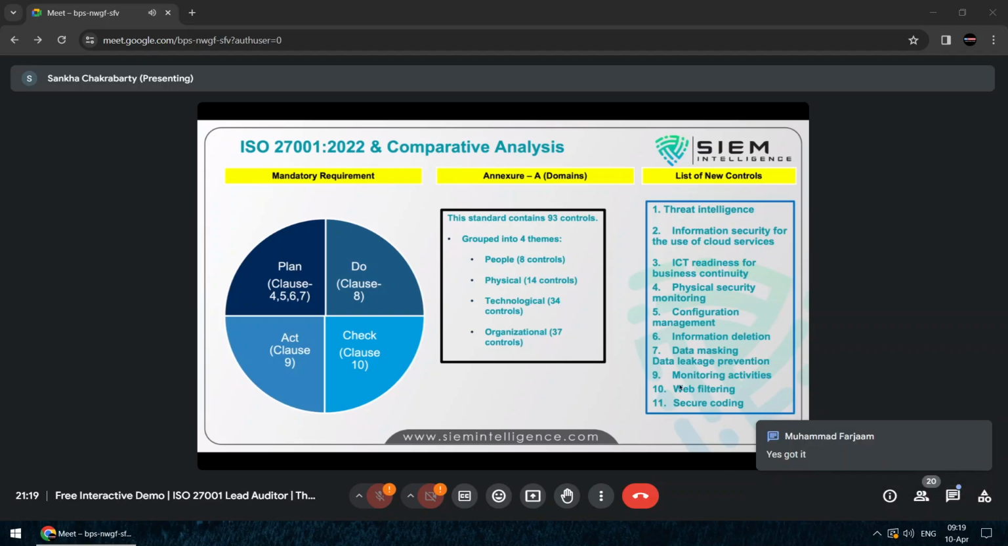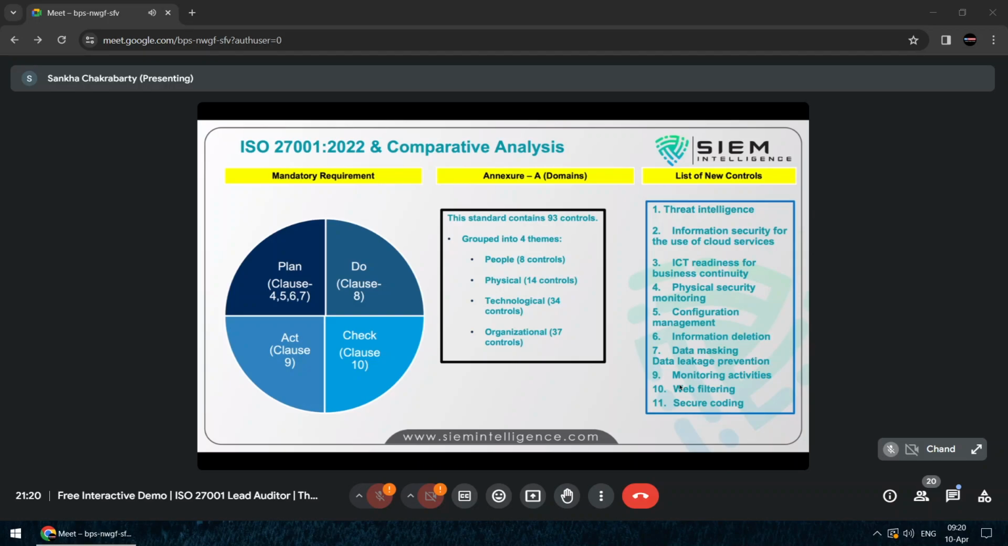Then, okay, cool. So the second is cloud security. Most organizations have their business in the cloud. They do not have an in-house data center. So ISO comes up with information security requirements for cloud services. Then the ICT readiness for business continuity, and physical security monitoring. This is also very important because of the CCTVs and how they are going to monitor them.